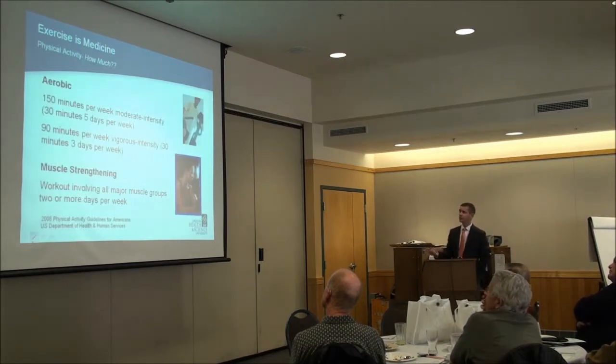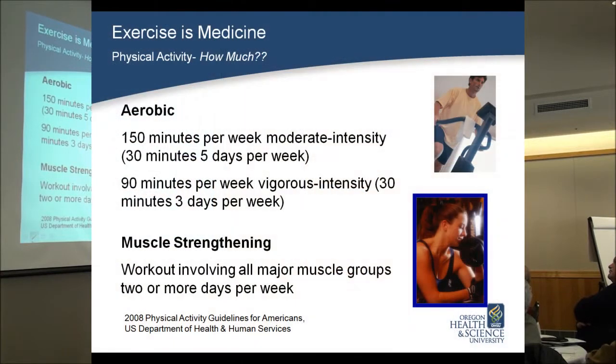So how much do you need to do? The physical activity guidelines suggest that you do at least 150 minutes of moderate intensity exercise per week. So that's 30 minutes a day, 5 times a week.